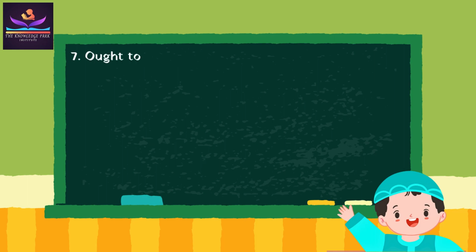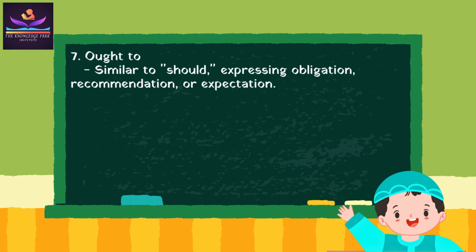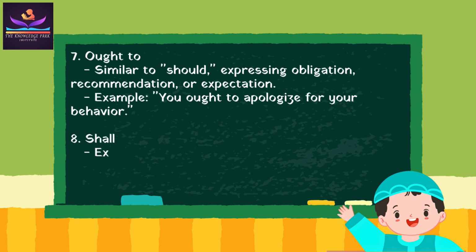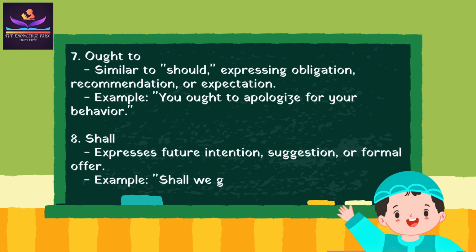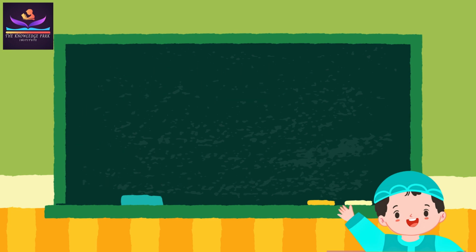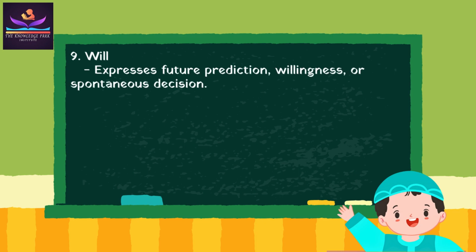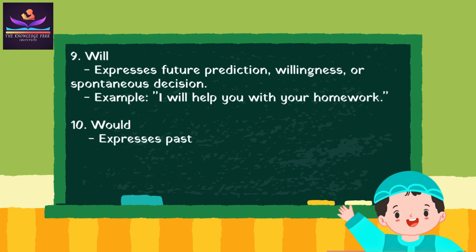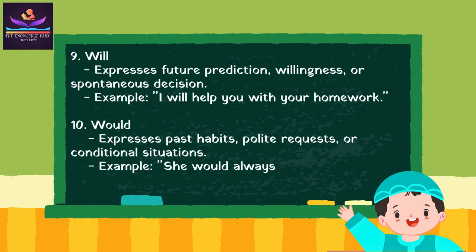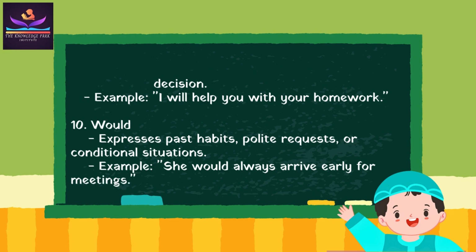7. Ought to, similar to should, expresses obligation, recommendation, or expectation. Example: You ought to apologize for your behavior. 8. Shall expresses future intention, suggestion, or formal offer. Example: Shall we go for a walk? 9. Will expresses future prediction, willingness, or spontaneous decision. Example: I will help you with your homework. 10. Would expresses past habits, polite requests, or conditional situations. Example: She would always arrive early for meetings.